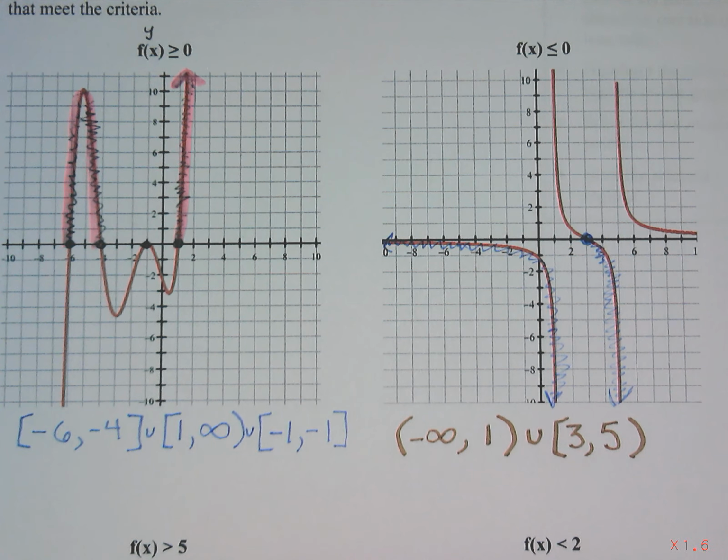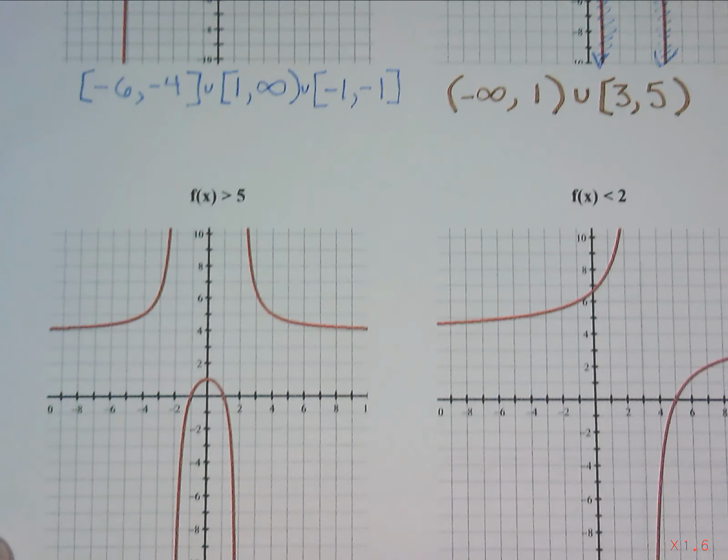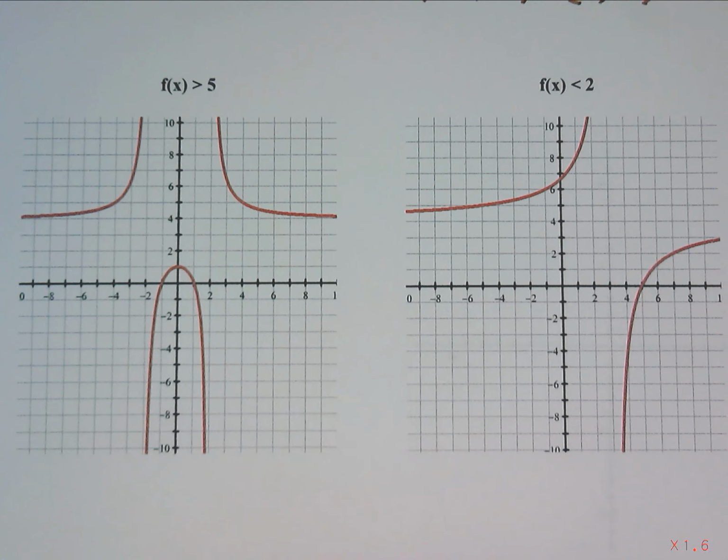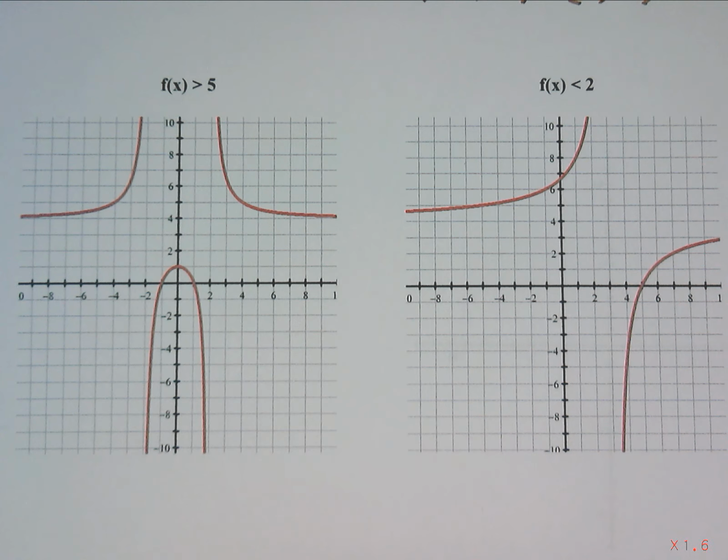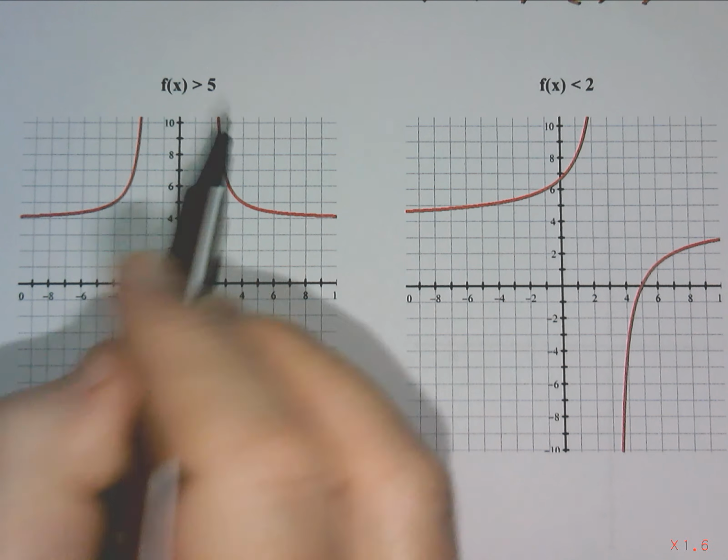All right, we've got two more. This one says f of x is greater than 5. So we're not looking for greater than or equal to 0 this time. We're looking for greater than 5. So f of x is just y.